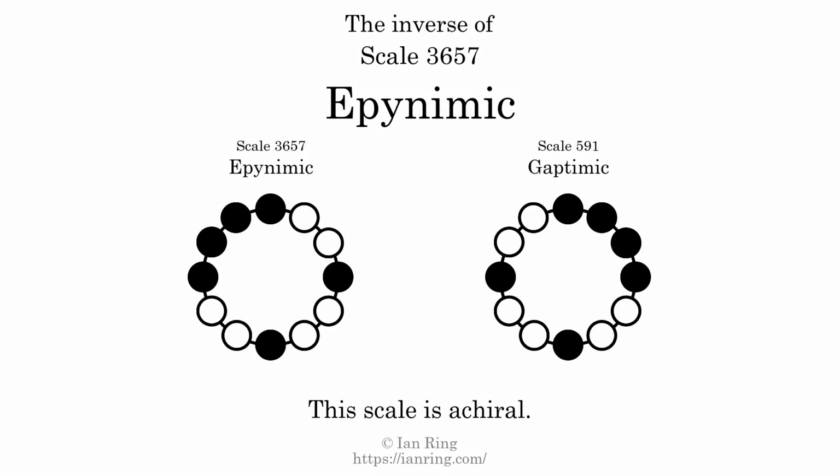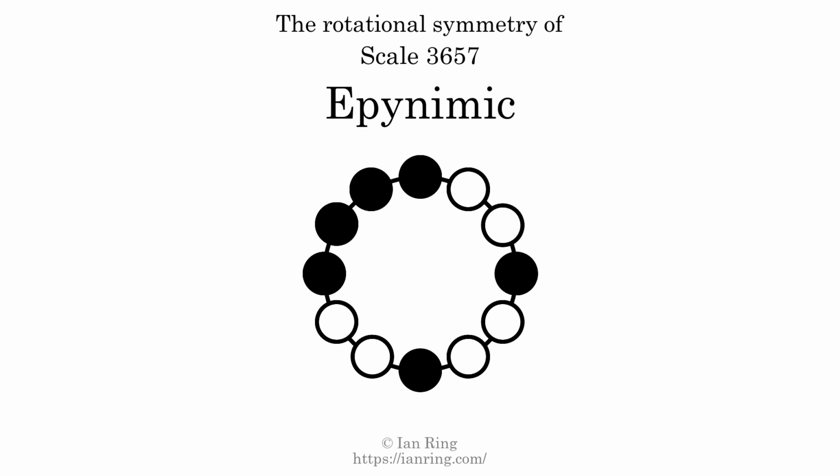The inverse of a scale is a mirror image. It is what you get when the sequence of intervals is reversed. The inverse of this scale is scale 591, also known as Epynimic. This scale is achiral, since it can transform into its own reflection by a rotational transformation. This scale has no rotational symmetry.